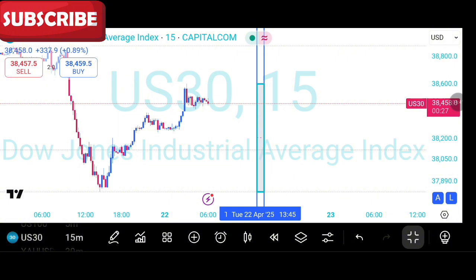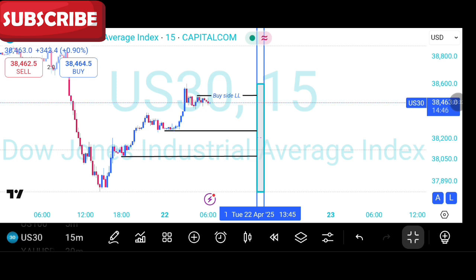That's my high. That's my high in the 15 minute time frame. This is my high. Okay, let me do this. Buy side liquidity, and you have sell side liquidity, which is here, which is there. Also, we have another one over here. We have another one over here. I'll show you now.